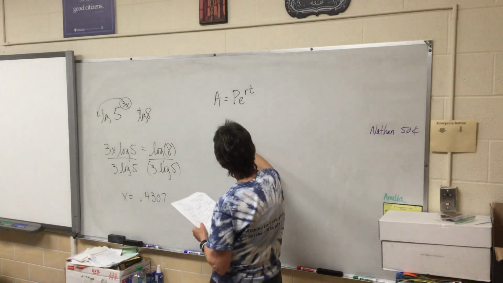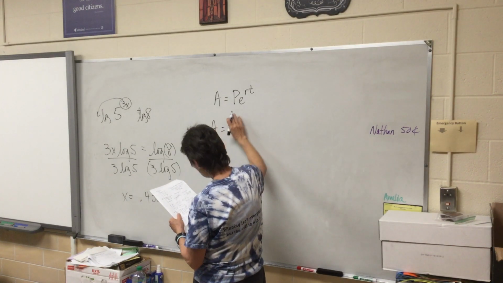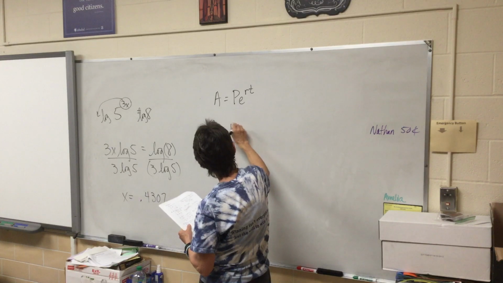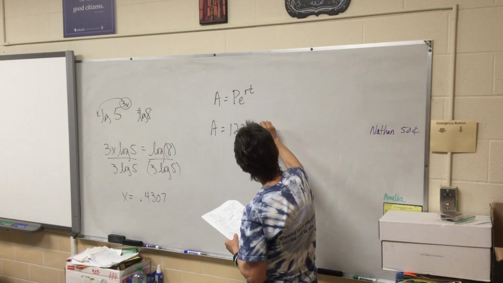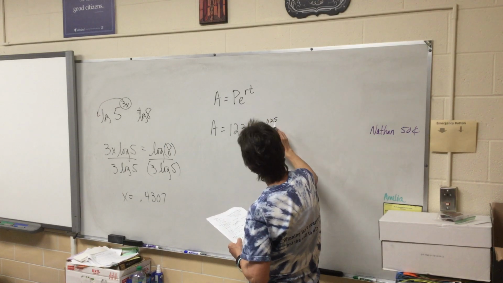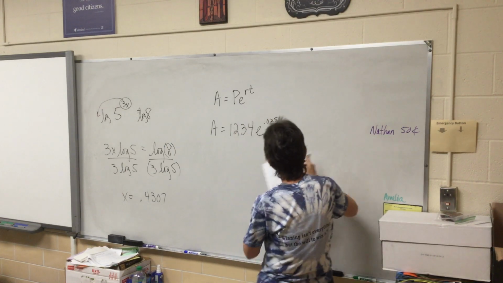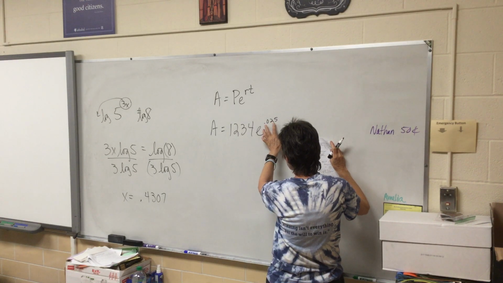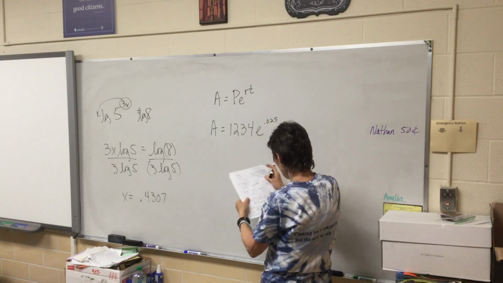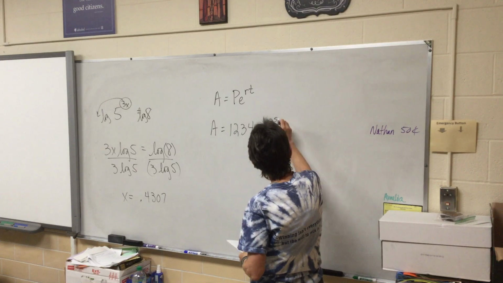How much will I have in my account if I start with 1,234 at an interest rate of 0.025? No matter which formula you're doing, your interest rate must be a decimal. So 2.5% is 0.025, and 18 years.